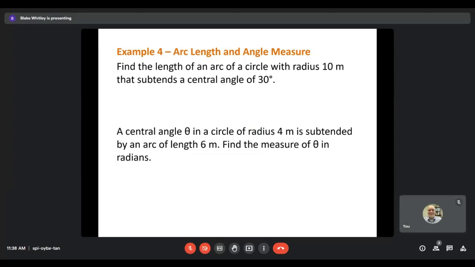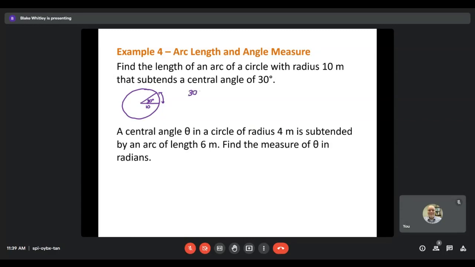So just to give ourselves an understanding of what we're looking at here, I'm going to draw a circle. I'm going to draw our central angle, which in this case is 30 degrees. And so we're looking for, if the radius is 10, what is this arc length right over here? Okay, and again, the central angle is 30 degrees. Now, to find this, our formula has to be in radians. So we need to convert that 30 degrees to radians first.